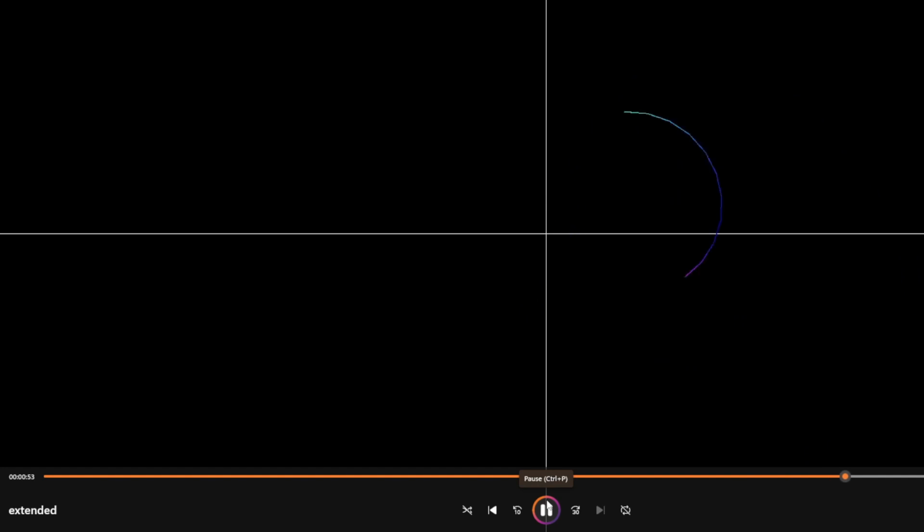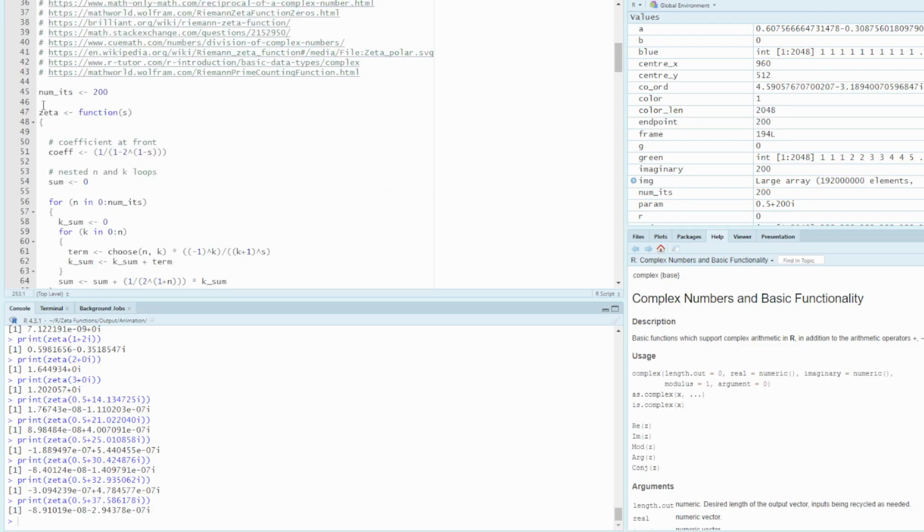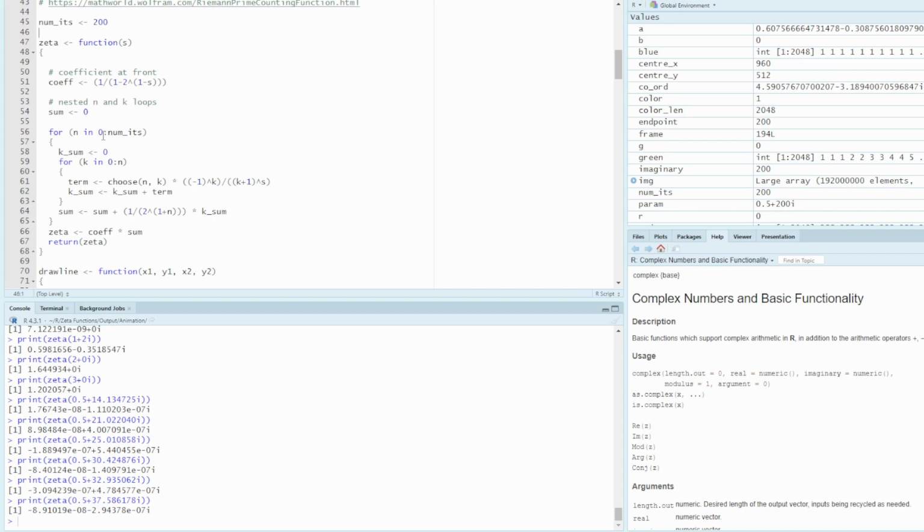Towards the end here, I think it's going wrong. I think it's losing accuracy. So let's have a look at the calculations that are happening here. The zeta function is a function that takes the input s, where s is a complex number. And this is what I really want to show you.